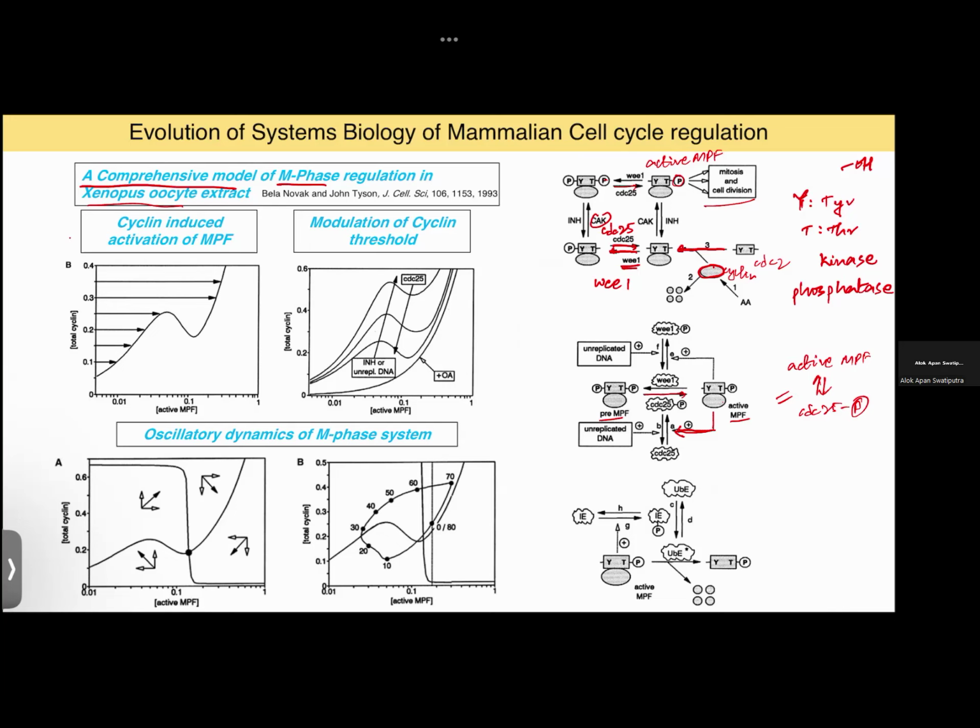Okay. If you take a look at this model, see the phosphorylated active MPF form helps in the conversion of something which is called IE into its phosphorylated form. And what the phosphorylated form of IE does is bring in something which degrades the activity. So what sort of a regulation is this? This is a negative feedback.